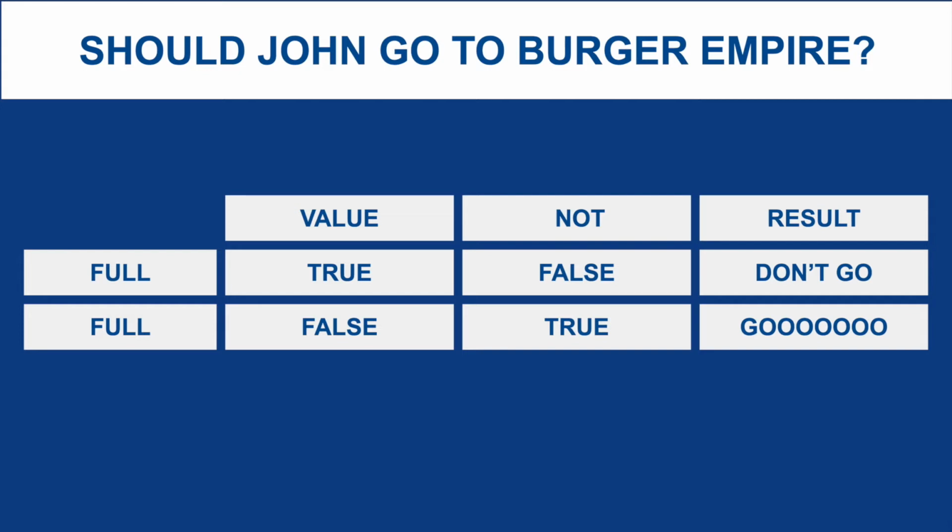If you read this out in English, what this is actually saying is, if John is full, then we do not want to go. The next one is similar, but instead of starting out with a true value, we're starting out with a false value. Now I'm looking at the second row. If it is false that John is full, we negate that using the not. Then that becomes true, and the result is go.